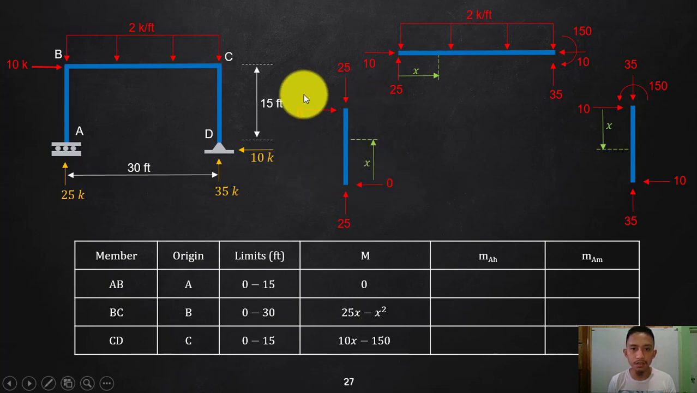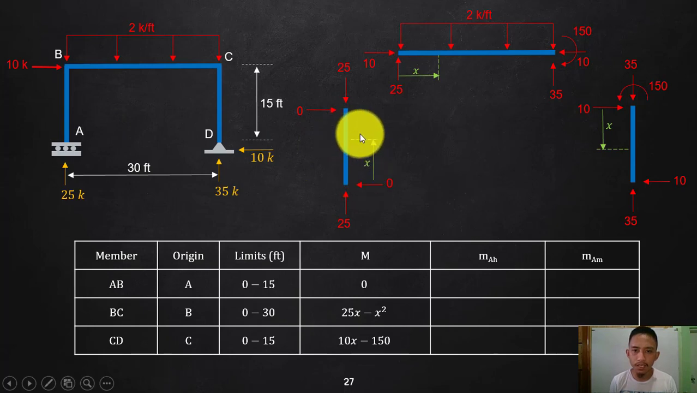So summating horizontal, your horizontal on the other end is 0 also. Summating vertical, that is going down since that is going up. So this is now in equilibrium. If I try to cut at any point there, since that is considered one segment, the moment equation in any point here in your member AB is the same.